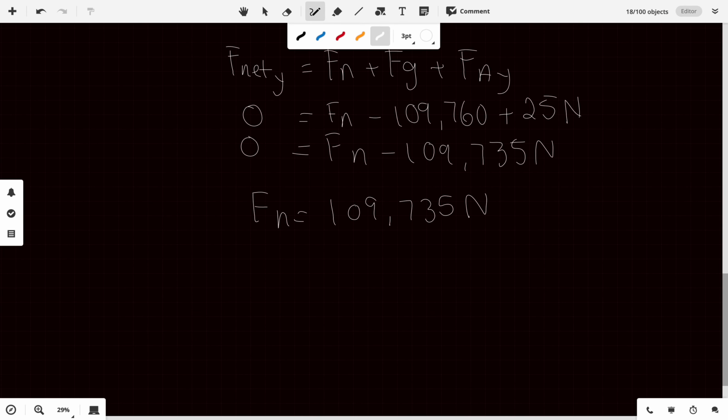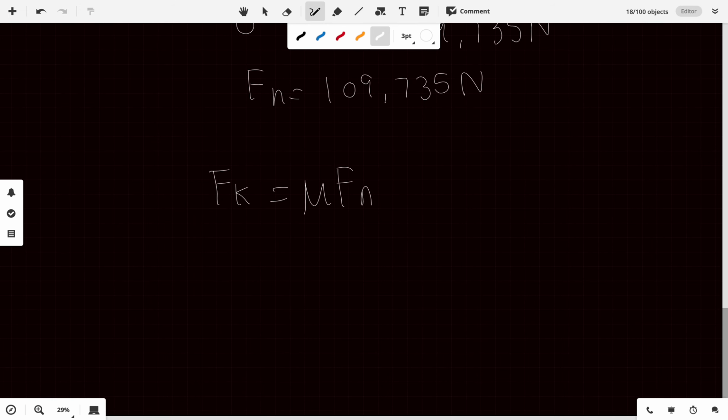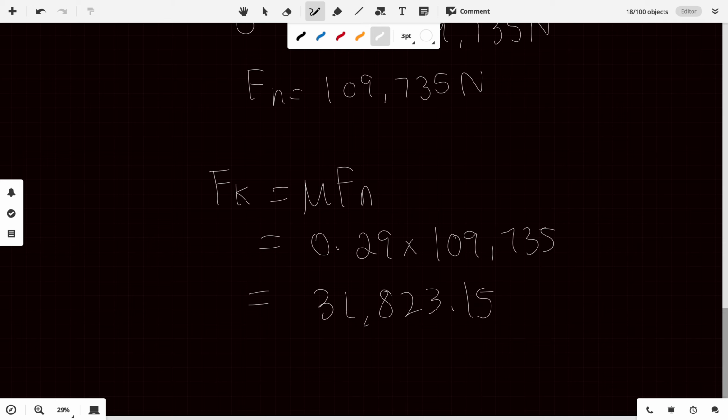Next, I'm going to solve for the Fk. Fk is given by mu Fn. We know Fn from the previous part of the question, and we know mu. So I'm going to plug that in and solve for Fk, and I get 31,823.15 newtons, and this is pointing left.